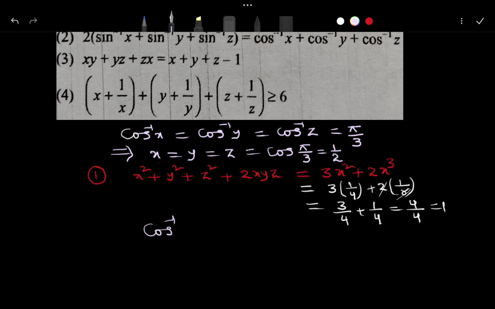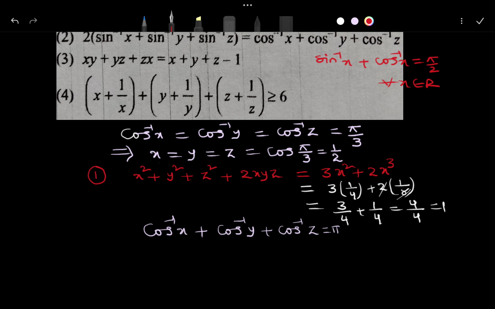Cos inverse of x plus cos inverse of y plus cos inverse of z is equal to pi is given. Now you know one formula. What is that formula? Sin inverse x plus cos inverse x is equal to pi by 2 for all x belonging to R. So this is a very familiar formula.